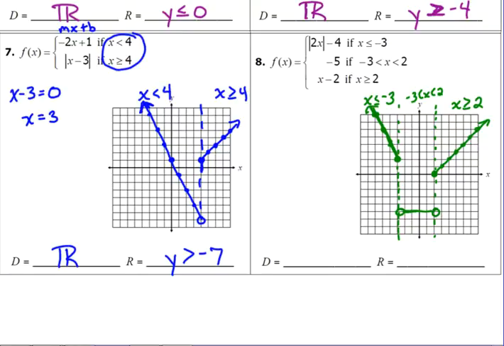So how about our domain? All real numbers. We start over here on the left. We've got graph, graph, graph. We jump down here, we've got graph, graph, graph. We jump back up here, we've got graph for the rest of it. All real numbers.